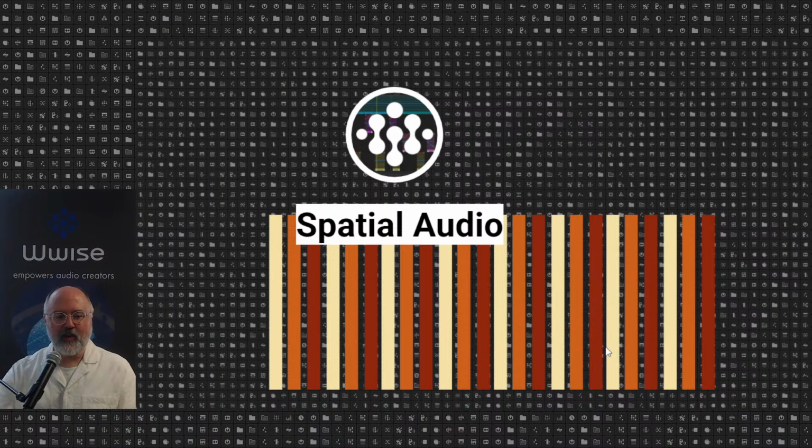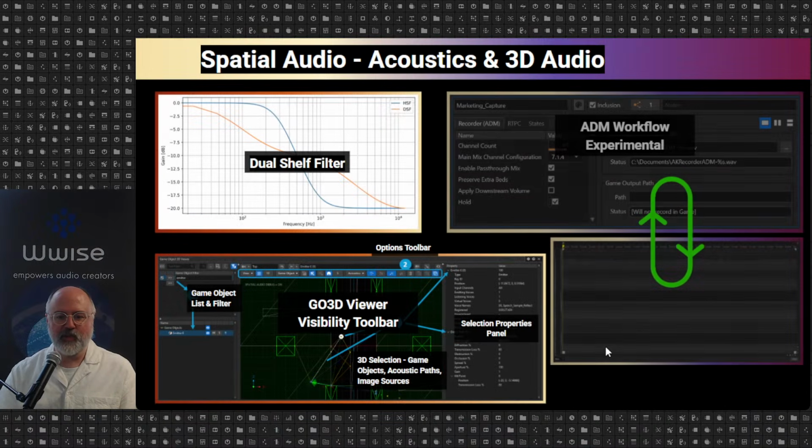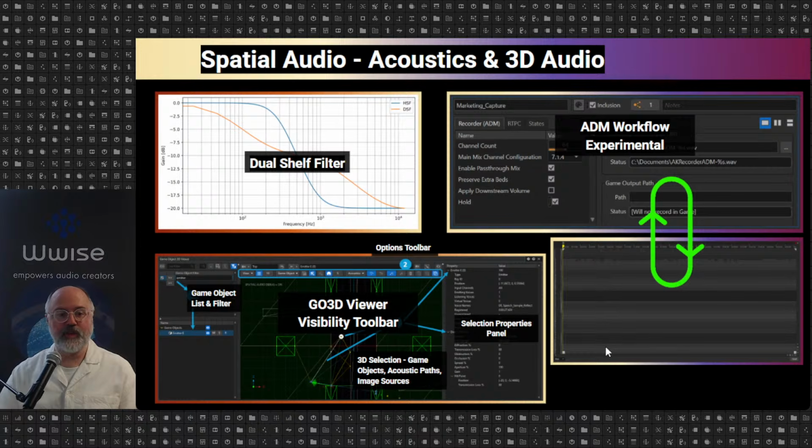Spatial audio came across a couple different vectors in 25.1. First with the dual shelf filter and Game Object 3D Viewer toolbar. Xavier went into depth talking about the value that the dual shelf filter brings to natural sounding filtering over distance and as part of diffraction and transmission. So great stuff happening there, and check out the blog from Alan that just went up on the Audiokinetic blog.